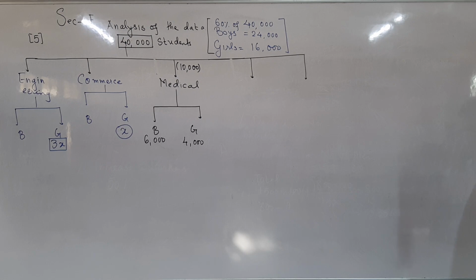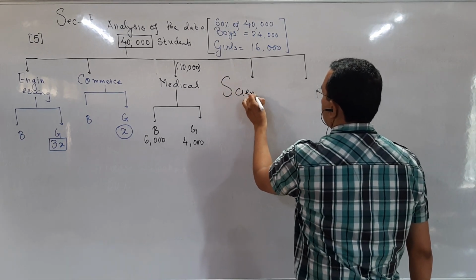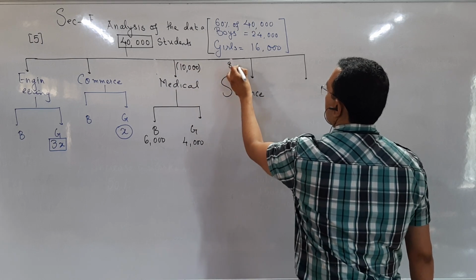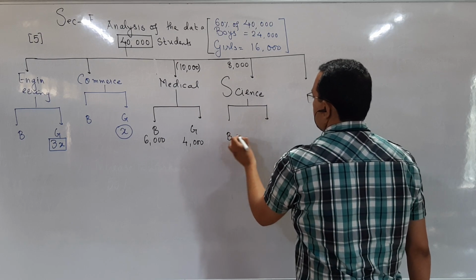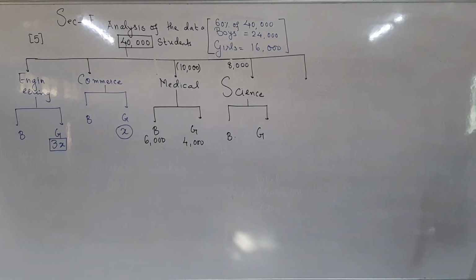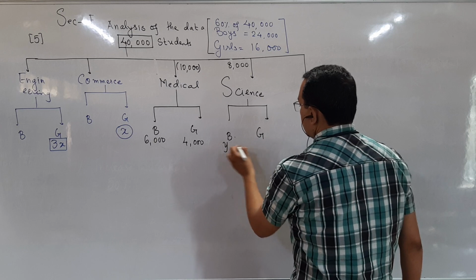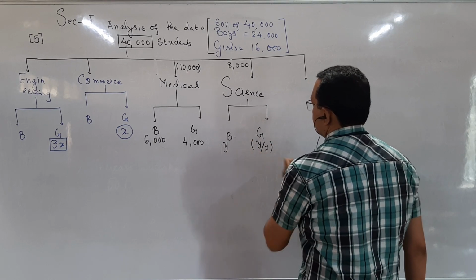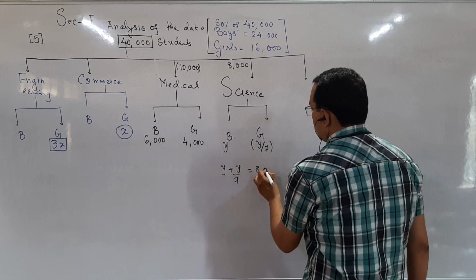20% of the total number of students in the university belong to faculty of science. The fourth faculty is faculty of science. 20% of total is 8,000. And again, this is divided into boys and girls. Among this, the number of girls were 1/7 the number of boys. So if boys are y, girls are y by 7. So y plus y by 7 is equal to 8,000.